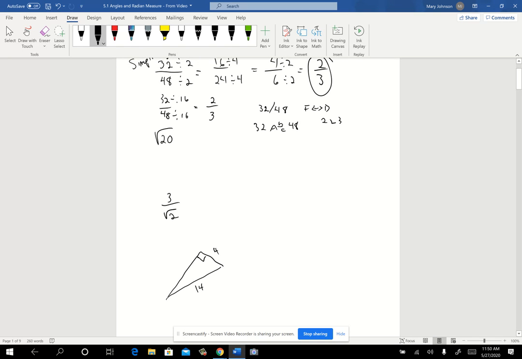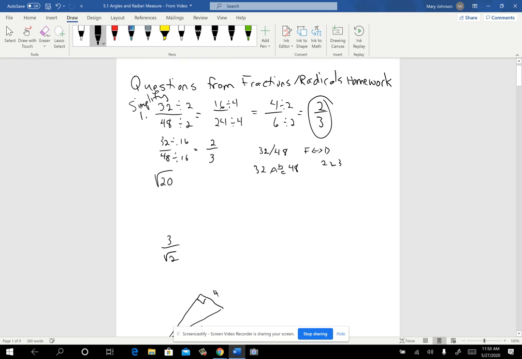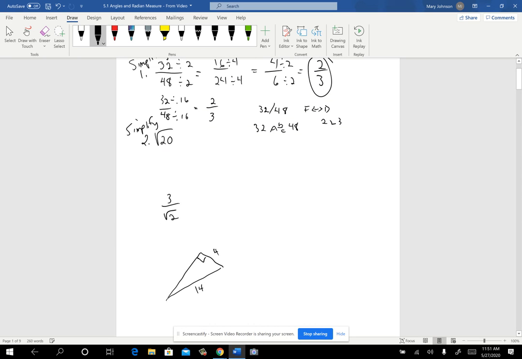Let's look at the second problem here. So the first problem was just simplifying a fraction. Second problem is also a simplify, but this time you're simplifying a radical. I want you to be able to do this without depending on your calculator and to see the process.